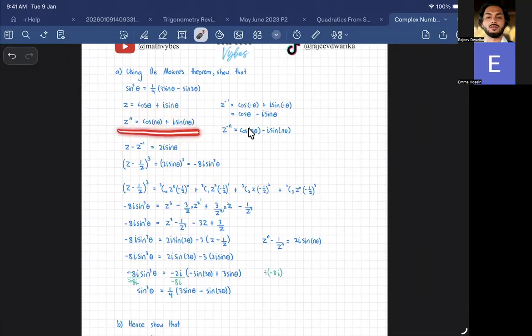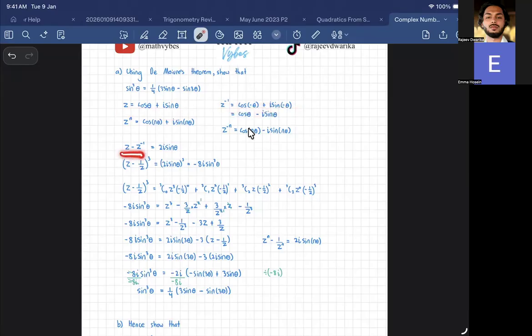So using this, I would have also found z to the power minus 1. That just makes the angle negative. And I also found z to the power minus n. Now I want to find sine to the power 3 theta. So I'm asking myself, what would I need to do with z and z to the power minus 1 to end up with sine alone?